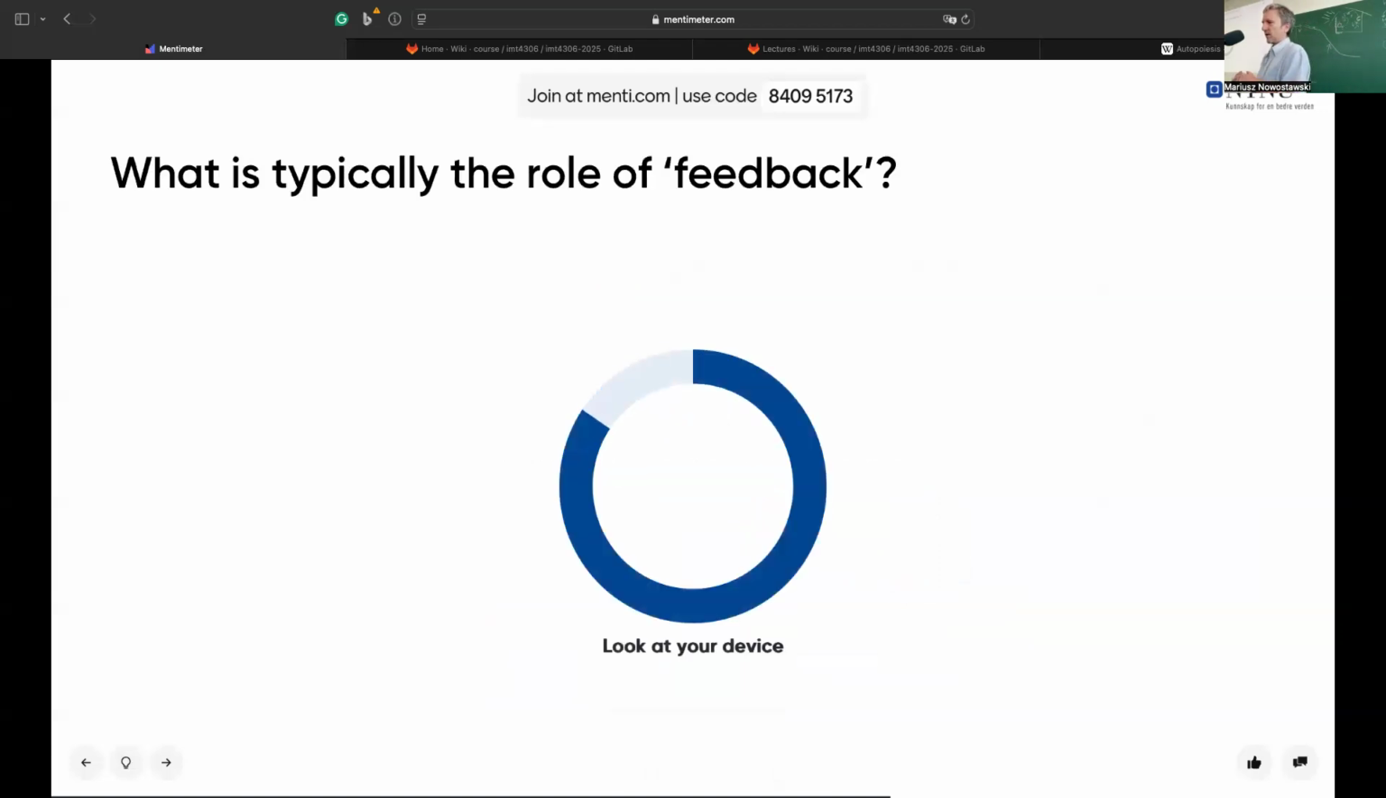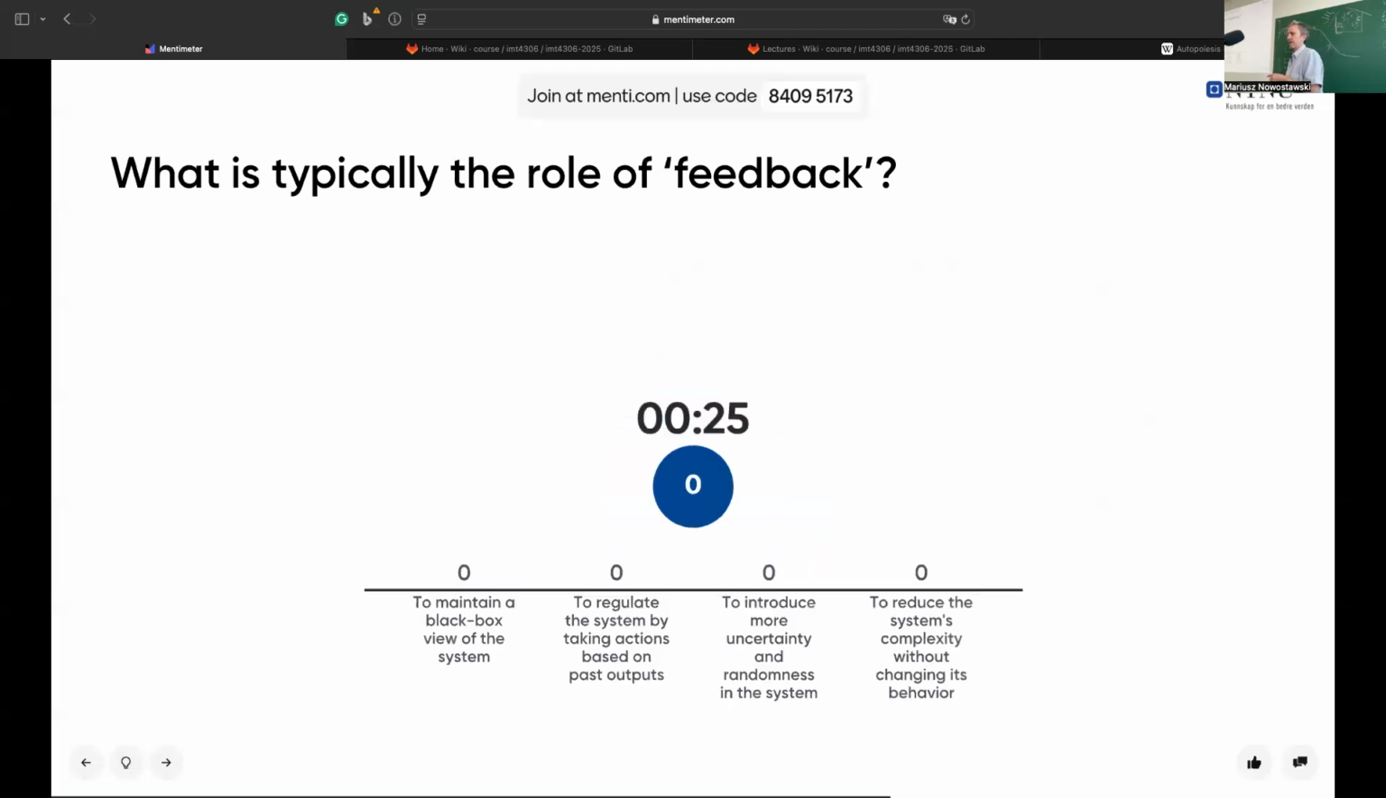All right, next question. What typically is the role of feedback? To maintain a black box view of the system, to regulate the system by taking actions based on past outputs, to introduce more uncertainty, or to reduce the system complexity?